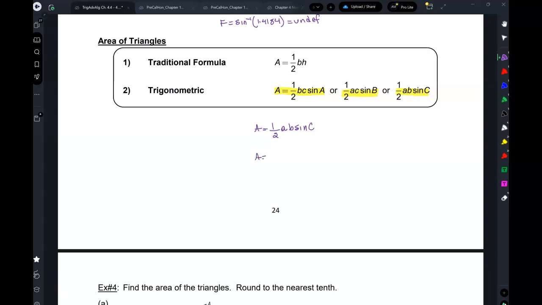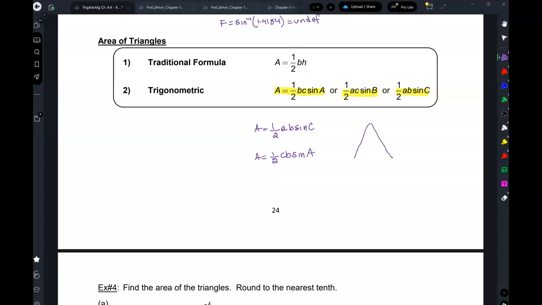So now let's do that again. Half. Now instead of A and B, give me a different two. C and B. Sine A. Do you see that? That's how it works. Okay? Yes, because that's the angle. So these two are sides, so they're lowercase. And that's the angle. That's area and that's angle A.